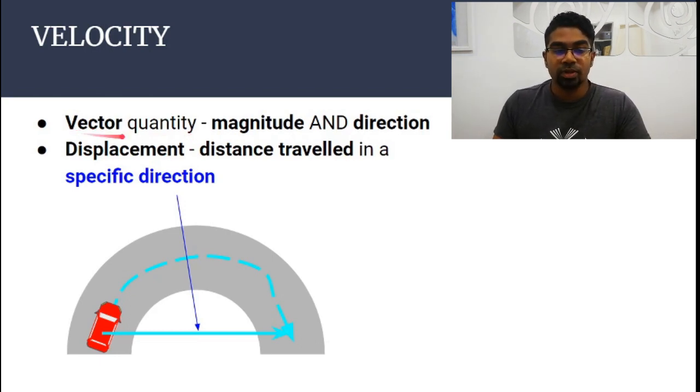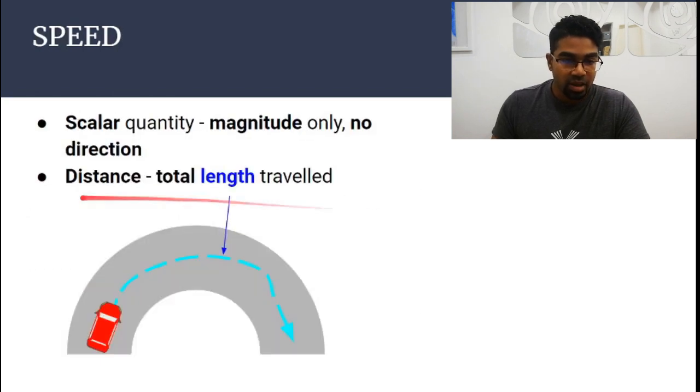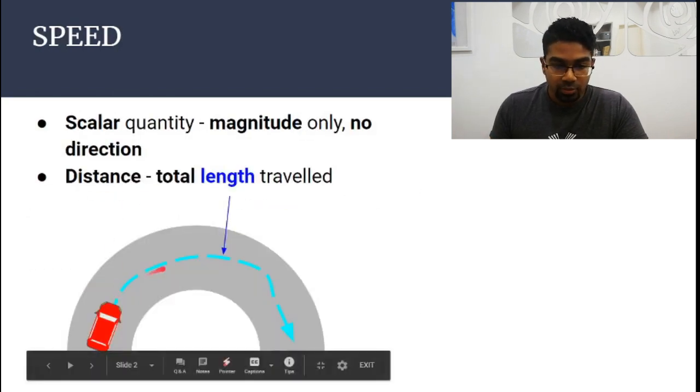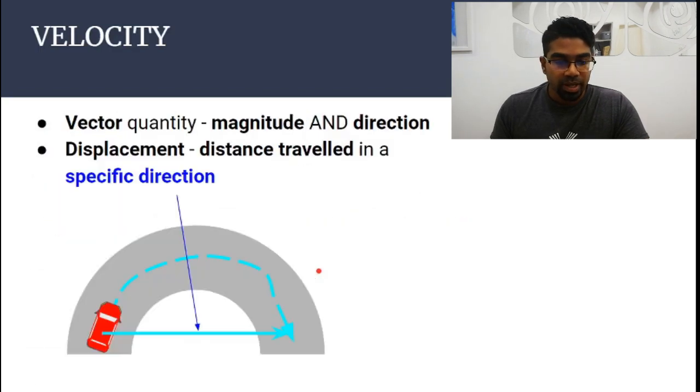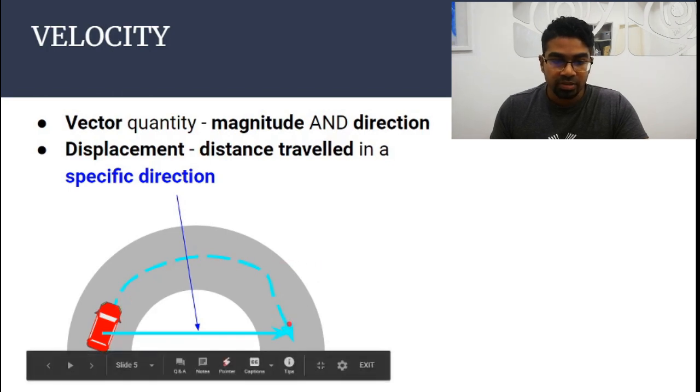Now when we are dealing with velocity, we don't use distance, we use displacement. Displacement is also a vector quantity. So displacement is the distance traveled but in a specific direction. So direction is involved here. Let me compare with distance. Distance here is just the total length of this arrow. The direction does not matter, whereas for displacement, the direction matters.